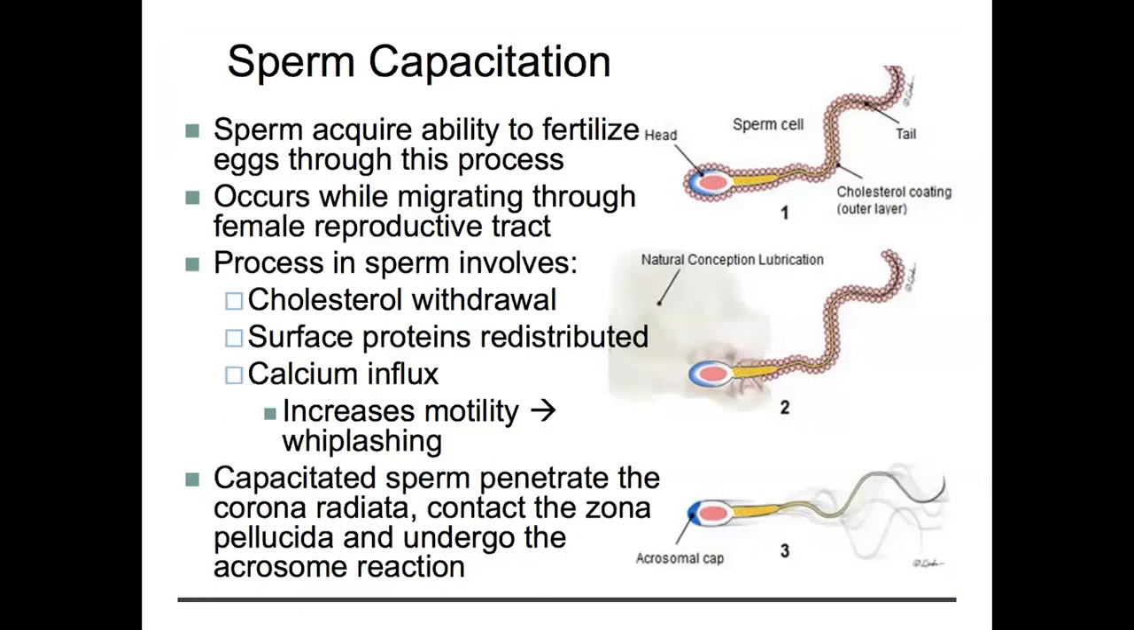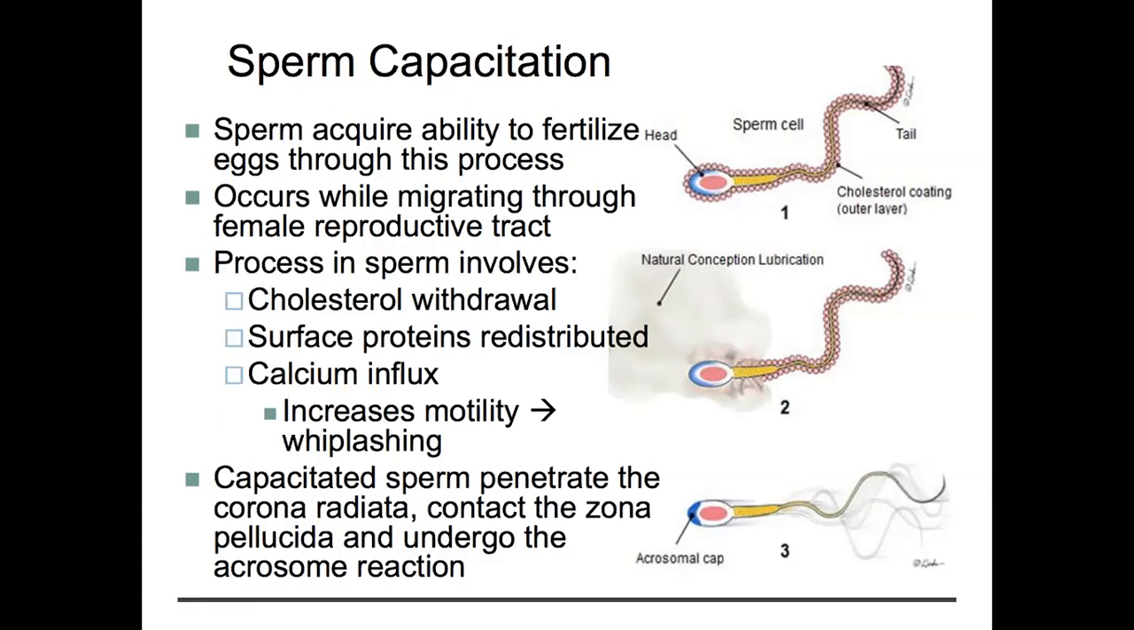Now, in capacitation, what occurs is that the cholesterol coat, as I told you, formed from the secretions of the epididymis on the sperm, is withdrawn. And we find that the surface protein is being redistributed. And finally, there is an influx of calcium into the tail region as the coat is being removed, and this influx of calcium causes the whip-lashing movement.